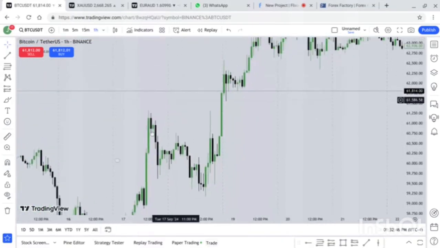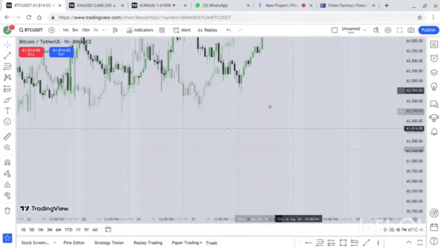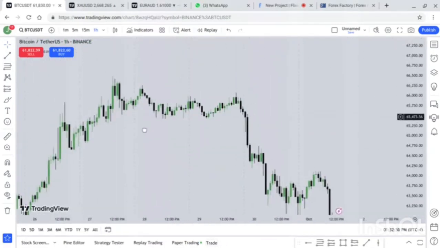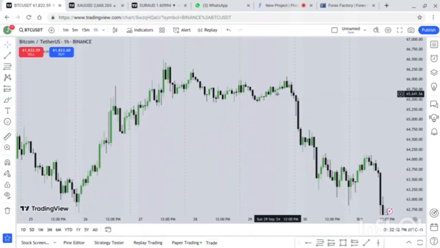So if you look at the hourly time frame, let's say for example I take an entry at this level. Now you have to count how many hours. 1, 2, 3, 4, 5, 6, 7, 8, 9, 10, 11, 12, 13. 13 hours for me to make profit. So those candlesticks represent hourly candlesticks.